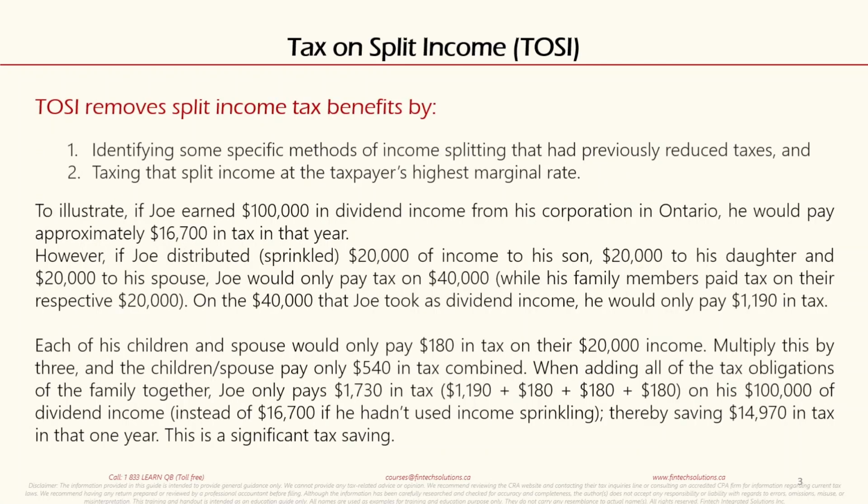So what does TOSI do? TOSI removes split income tax benefits by identifying some specific methods of income splitting that had previously reduced taxes and taxing that split income at the taxpayer's highest marginal rate. To illustrate, as an example, if Joe earned $100,000 in dividend income from his corporation in Ontario, he would pay approximately $16,700 in tax in that year.